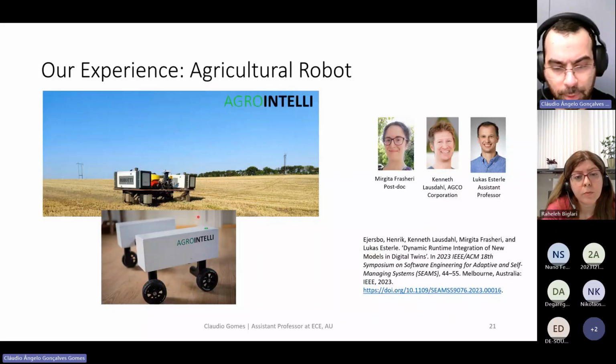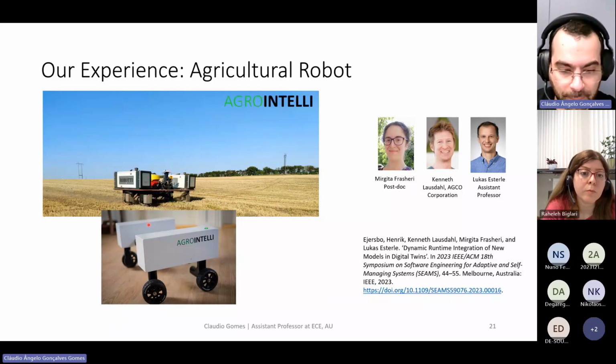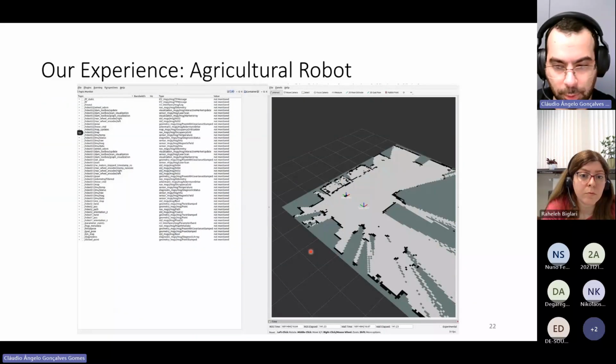We have small agricultural robots. This is one built by the company AgroIntelli. They built this one, but obviously we can't have this in our lab to play with. So they built a smaller version of it for us to play with. And so here we've built some digital twins of it.